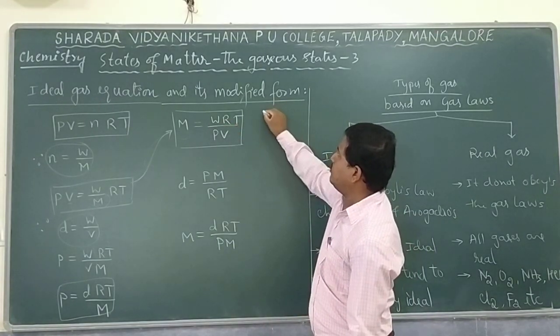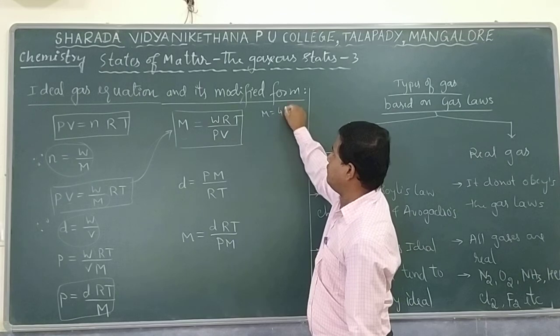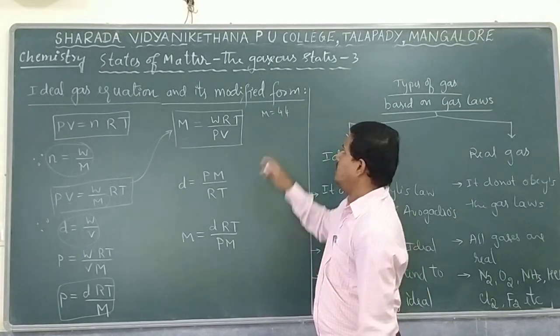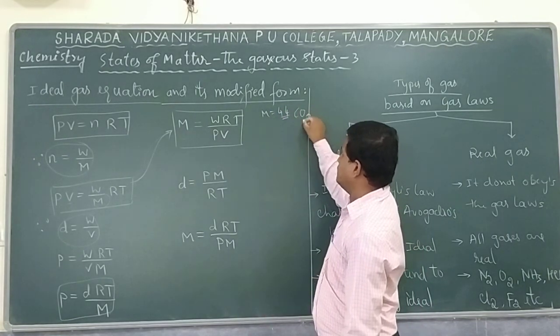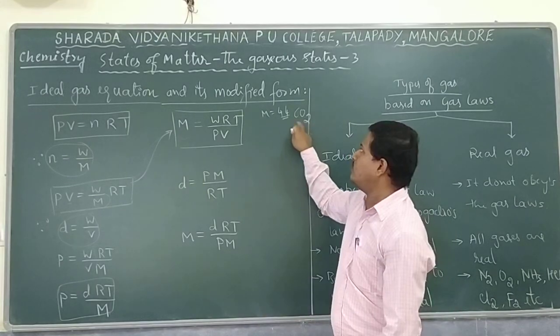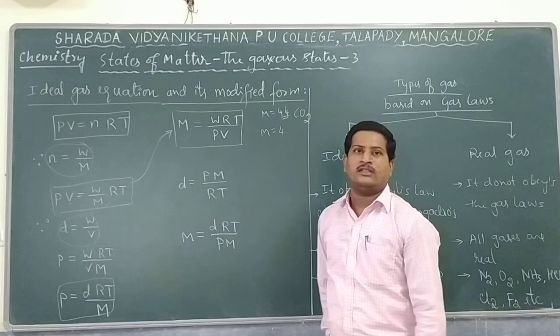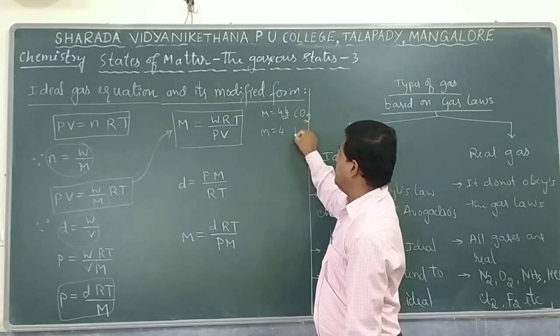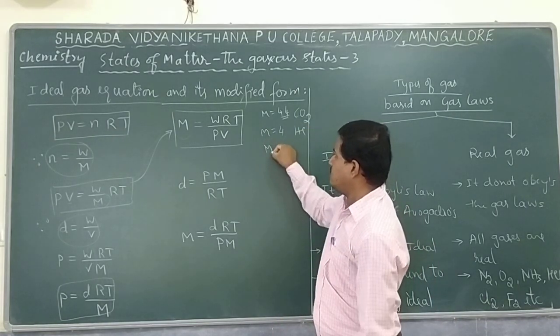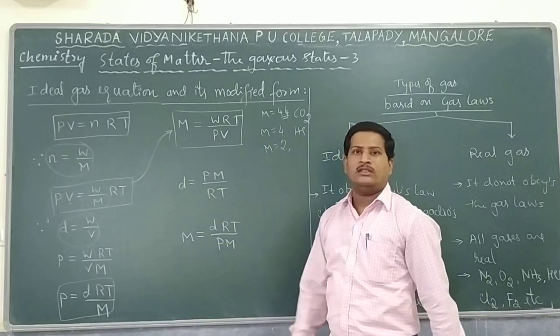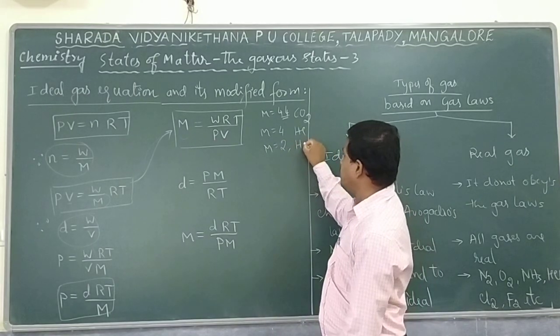After calculation, suppose you get a molecular mass of 44, then what is the conclusion? That molecule may be carbon dioxide, because carbon dioxide has a molecular mass of 44. Similarly, if you find the molecular mass is 4, then what type of gas? It may be helium gas. Similarly, if the molecular mass is found to be 2, then what may be the gas? It may be hydrogen gas.